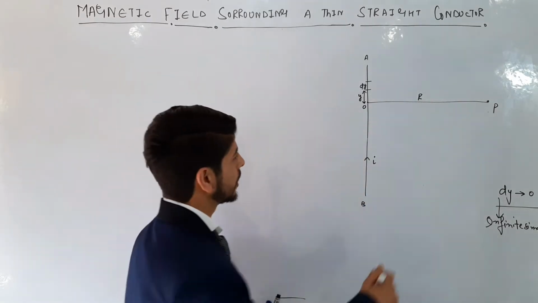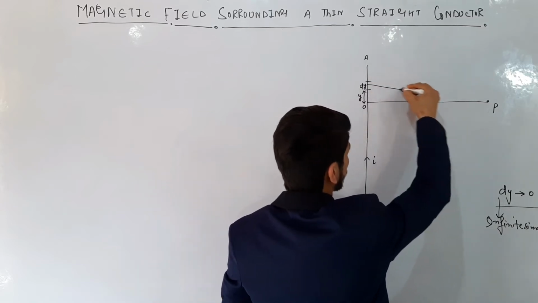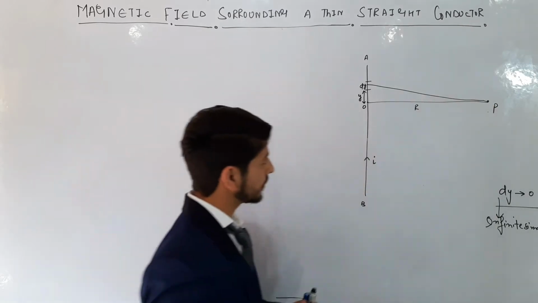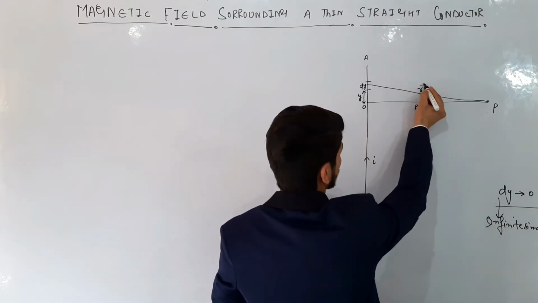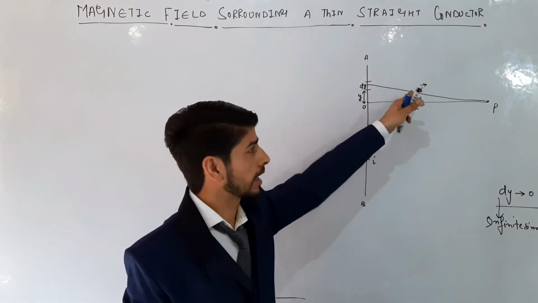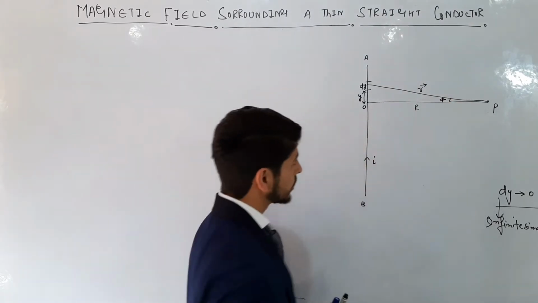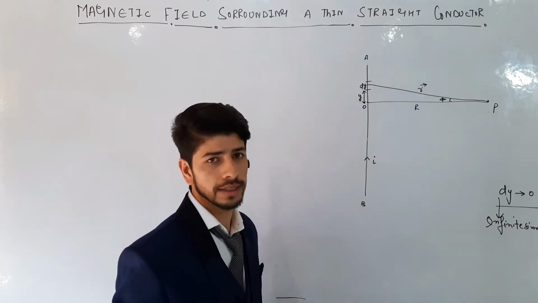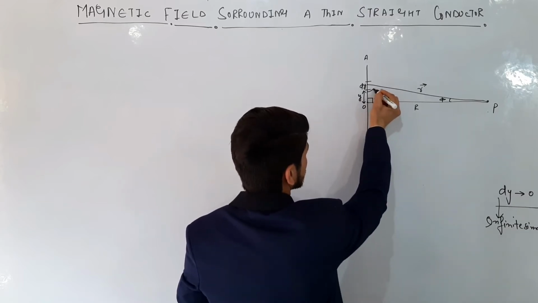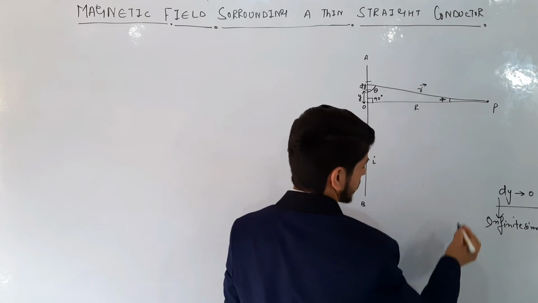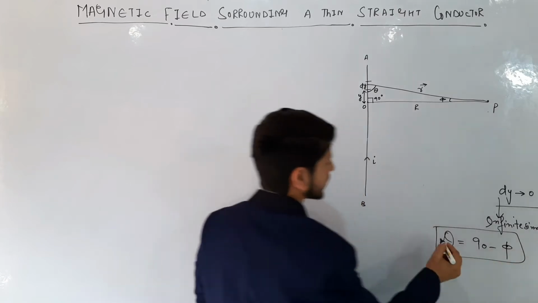Now suppose the position vector of this current element from this point P is r. If we write it as a vector, we put an arrow on r. Suppose it makes an angle phi with the horizontal. This angle will be 90 degrees, and let this other angle be theta. Then theta is equal to 90 degrees minus phi.